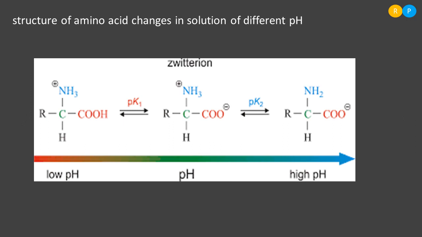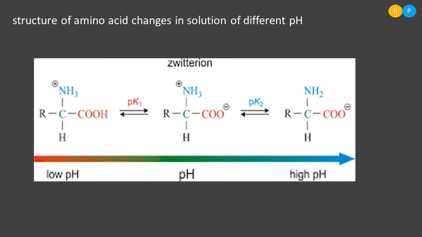So when the pH is low, the solution will be acidic, right? So the acidic solution consists of more hydrogen ion. So more hydrogen will be present. So when we decrease the pH of solution, hydrogen from the solution moves towards the carboxyl group. So the carboxyl group here gets protonated.